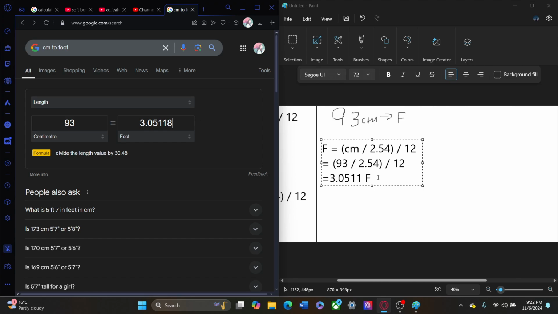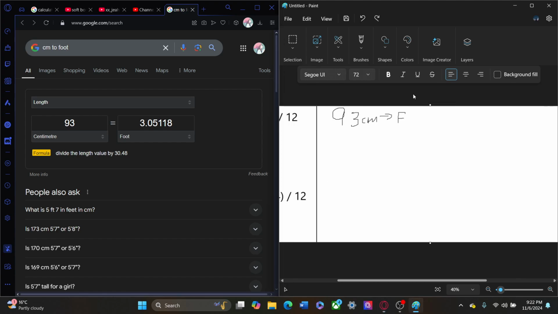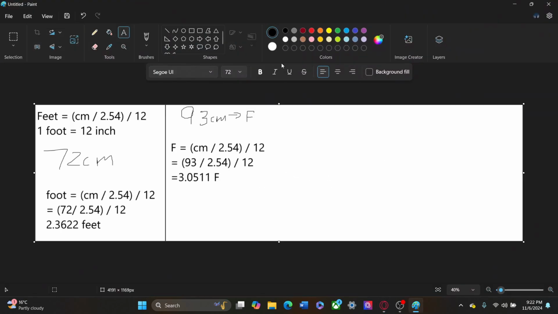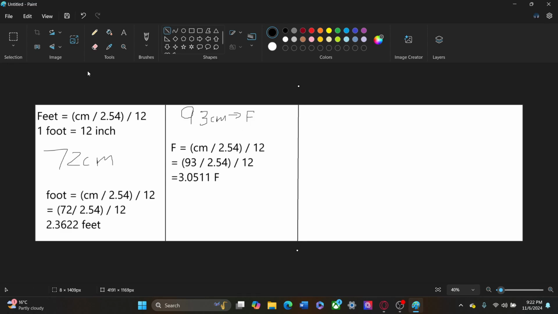Anyway, next one, I'm going to give you one that's in between, okay? We'll do 87 centimeters to feet.